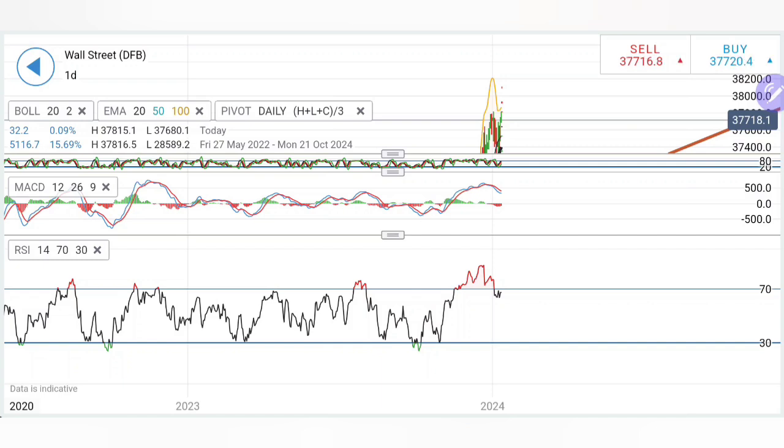On the upside, one can buy here at 37,830 levels. After that, we can look forward to a good bullish momentum, taking it towards 37,910 and 38,000 levels.